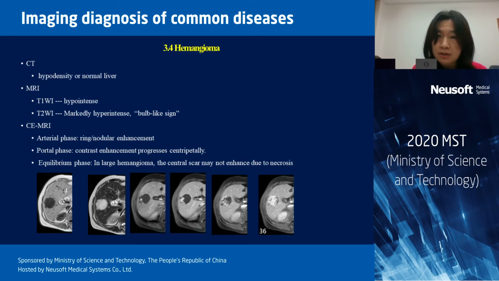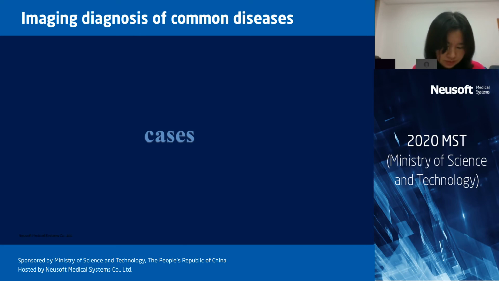Hemangioma. Hemangioma, sometimes with hypodensity on CT, reveals T1 weighted hypointensity and T2 weighted markedly hyperintensity. Arterial phase shows ring nodular enhancement. Portal phase shows contrast enhancement that progresses centripetally. Let's look at some cases.